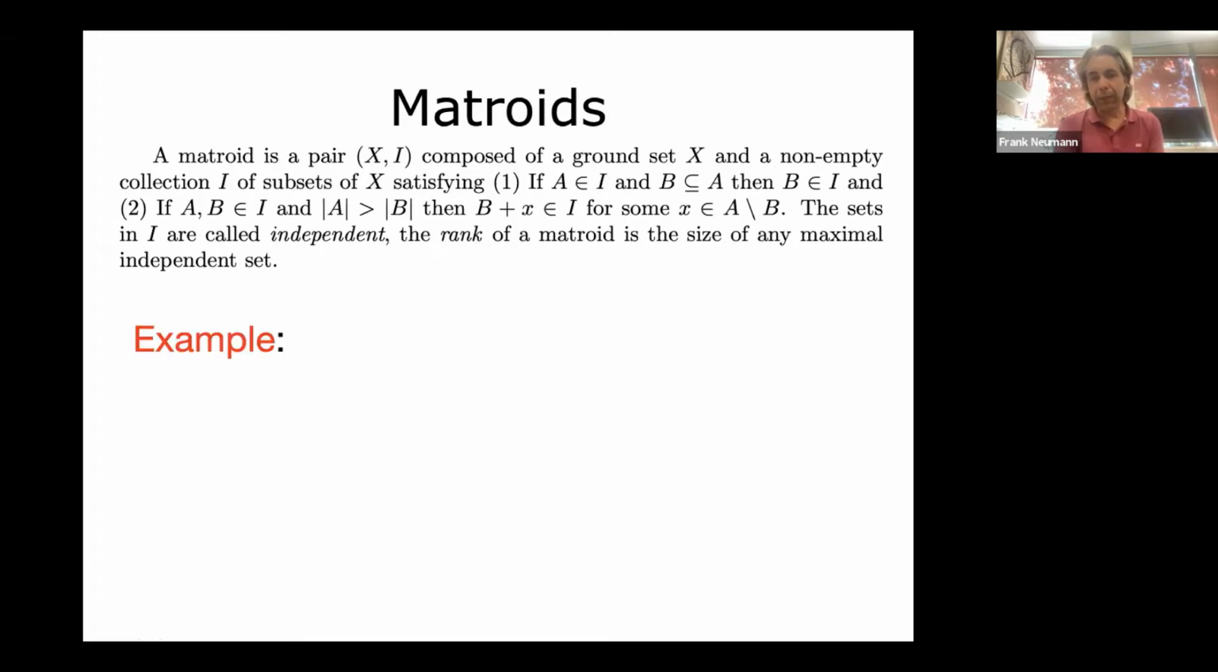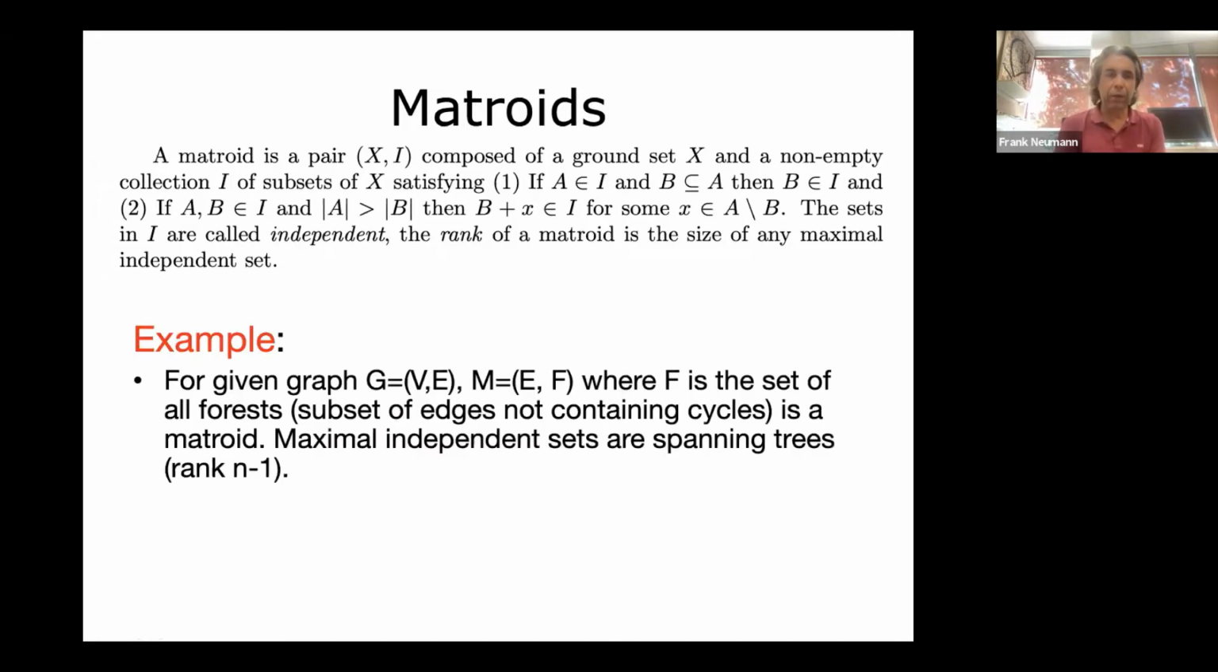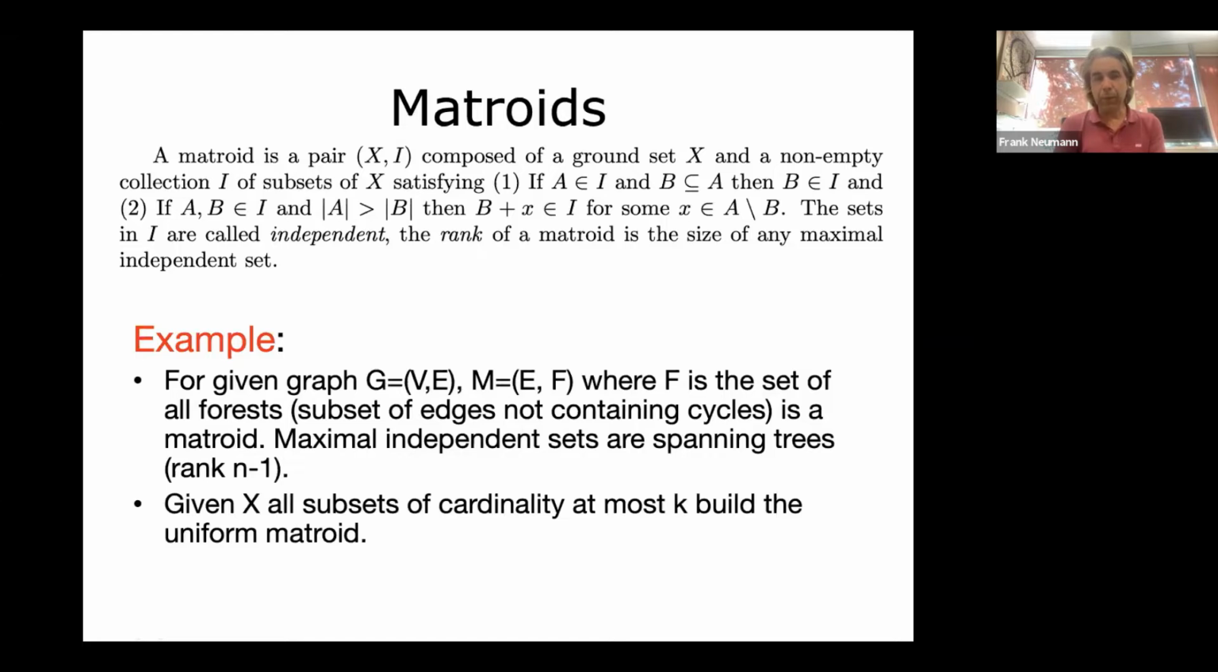So that is quite abstract, but it covers a lot of things. For example, if you're given a graph, then your ground set is the set of edges, and F is the set of all forests that you can have, meaning subsets of edges that don't contain any cycles. This is a matroid, and the maximal independent sets are the spanning trees. Something quite simple in terms of a matroid: you're given X and you consider all subsets of cardinality at most K, and we call this a uniform matroid. All right.